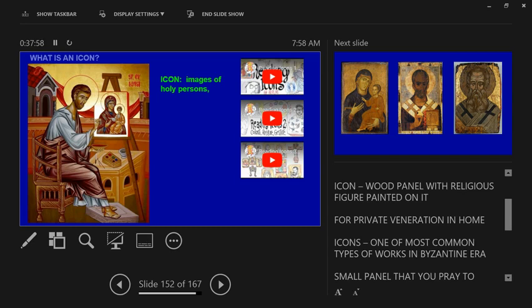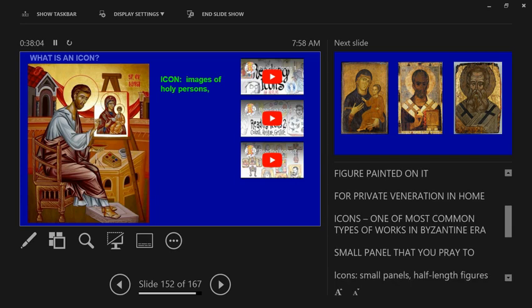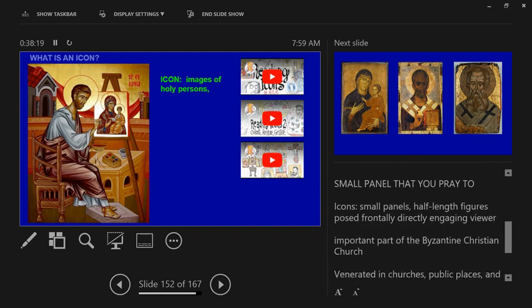It is a small work of art, probably about the size of a large book, and you keep it in your house. It's not really meant for churches. We've been looking at artwork that's been in churches, and they're very large artwork so that lots of people can see it. But an icon is very small. You have it in your house, you set it up on your wall or on a shelf, and then you pray to it.